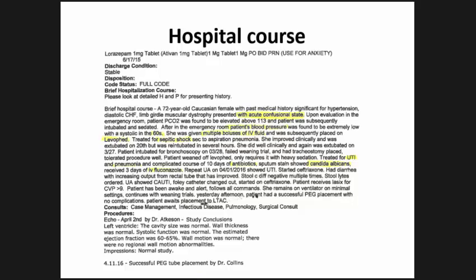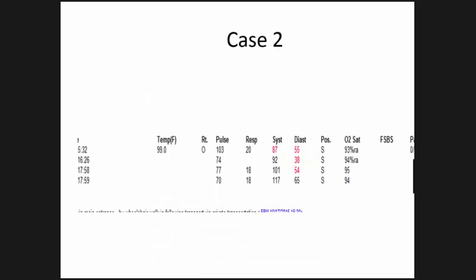The picture is these people can crash on you quickly. Case in point, right here in our own county. This is a case Dr. McCaskill had at Clayton in the ED at 5:32. The temperature was 99. Systolic blood pressure a little low here, 87. Diastolic a little low.